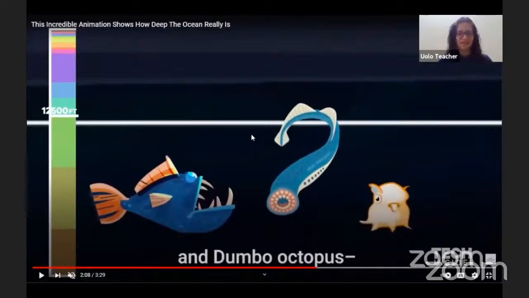So again, we have another animal in the sea. So this is called the Dumbo octopus, the fangtooth, the hagfish, and the Dumbo octopus, right? And the Dumbo octopus is the only octopus that can go down to that depth of the ocean. Okay, that's the only octopus that is found at that deep a level in the ocean. Yes. Okay, let's go ahead.